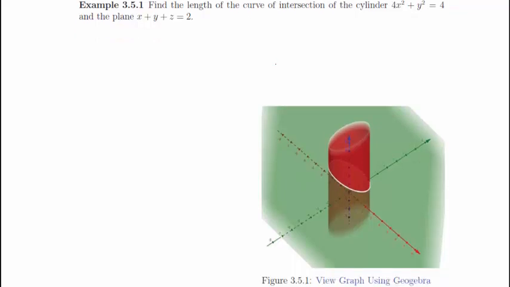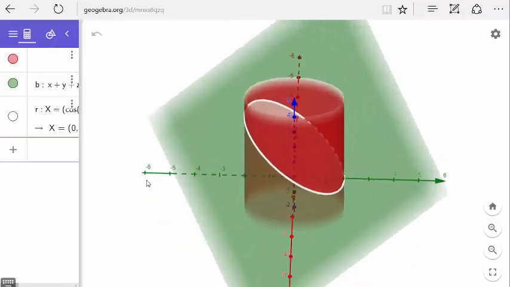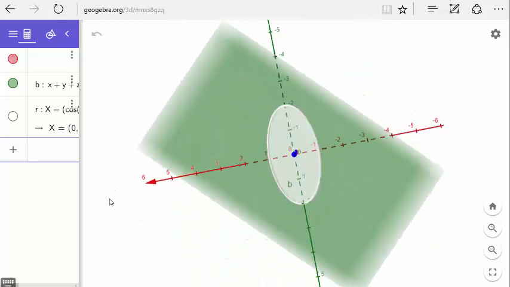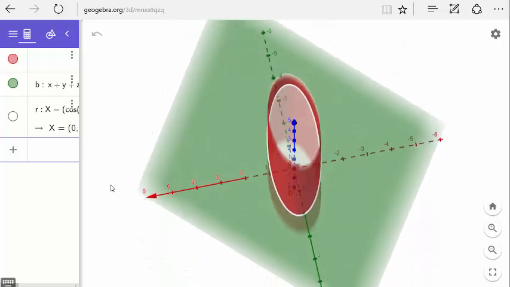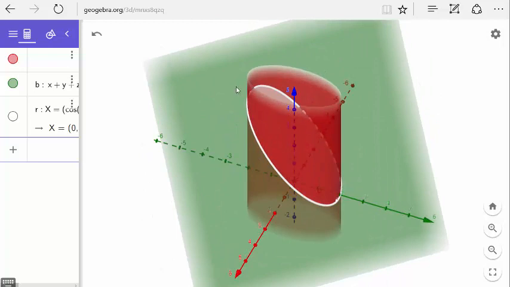Here we see a graph. Let's take a look at that graph real quick. So here I've programmed in the plane and the cylinder. We see it's an elliptical cylinder, and it looks like the curve of intersection is itself an ellipse. So we will be able to find the length of this ellipse.